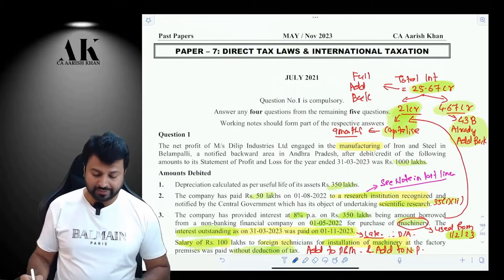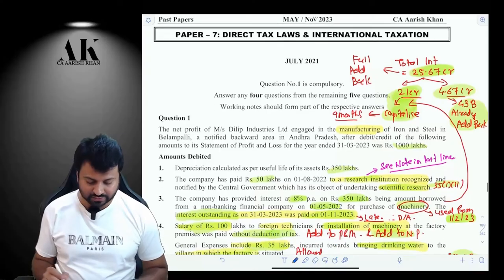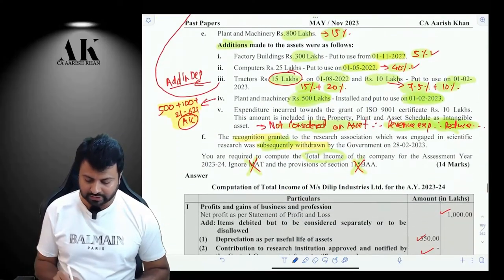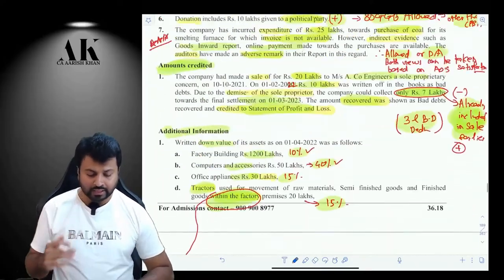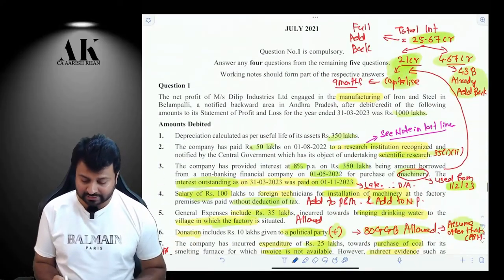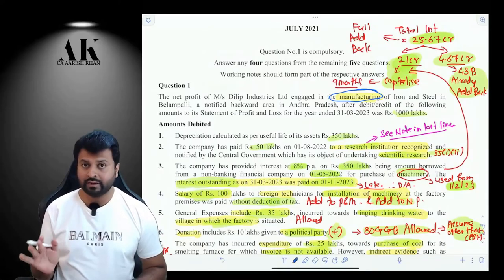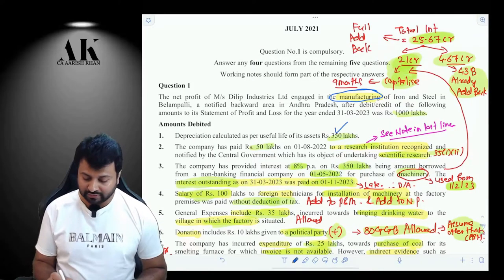So let's move on to the next paper, that is July 2021. The very first question over here again would be obviously on total income. We have to compute total income. Ignore MAT, ignore 115BAA. Okay. So let's see one by one all the adjustments. The company is a manufacturer, so accordingly you can have some special provisions applicable in your case. First of all, add depreciation.